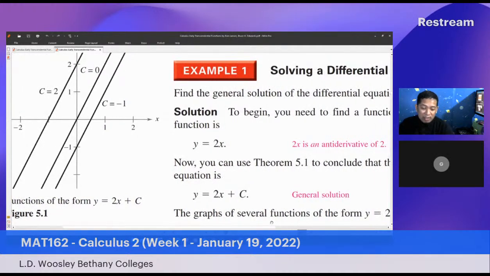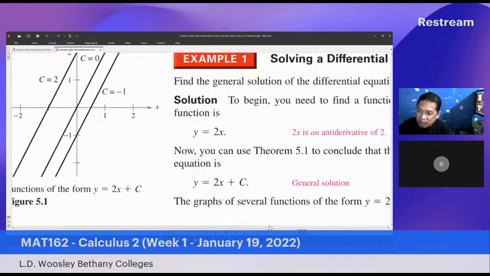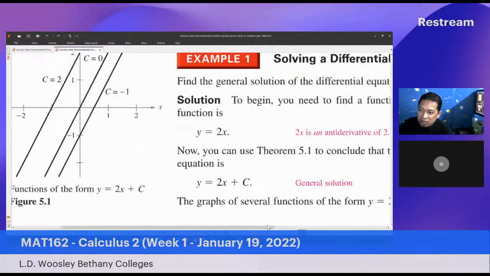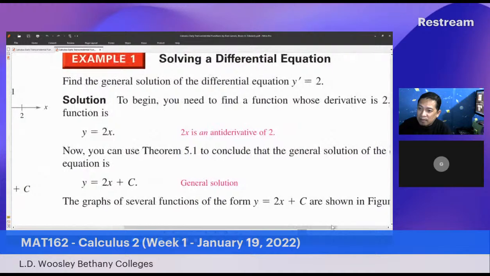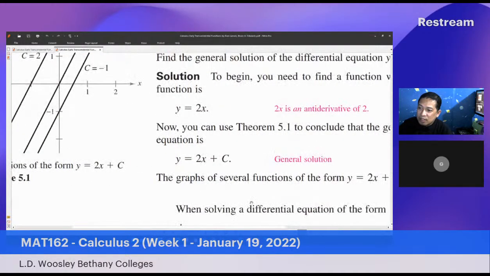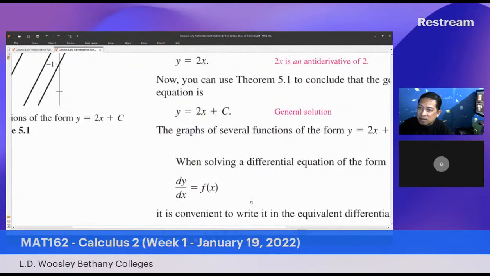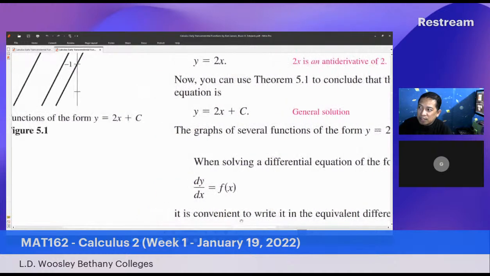Yun nga, katulad ng example natin kanina. Kasi maraming antiderivative ang isang function. Actually, it could be infinite number of antiderivative. However, to represent generally, we put the plus c as far as our general solution. But of course, there is a particular solution provided that there are boundaries. Okay, solving for differential equation.